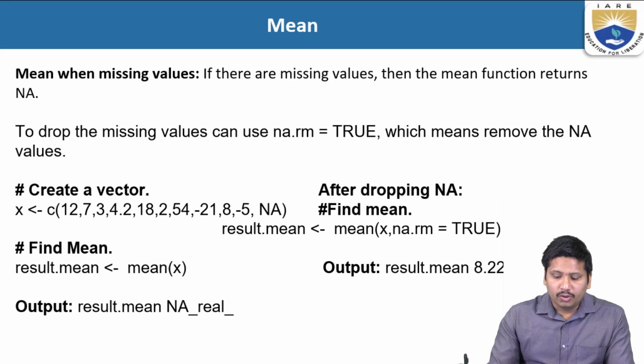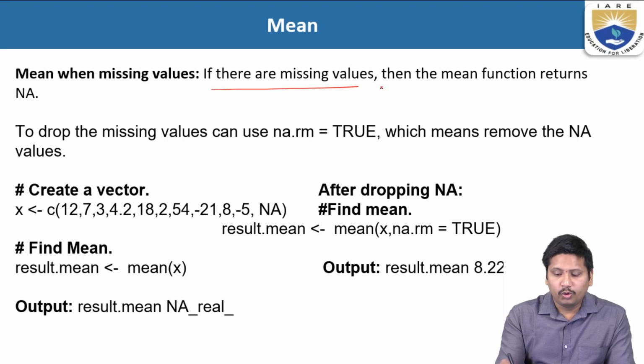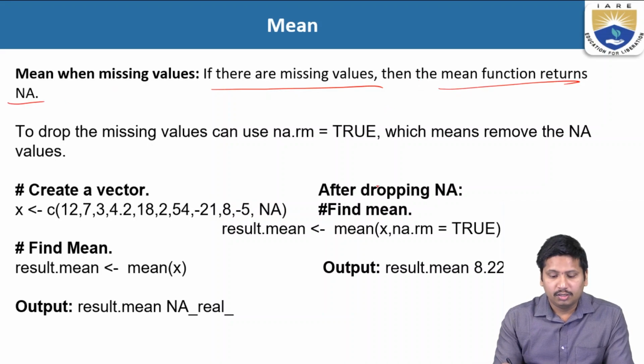Similarly, next, how are we going to eliminate missing values from this? If the input vector has some missing values, then the mean function is going to return NA. So in order to drop these missing values, I can use na.rm. na.rm is the variable which should be made true, so that we can remove these not available values.